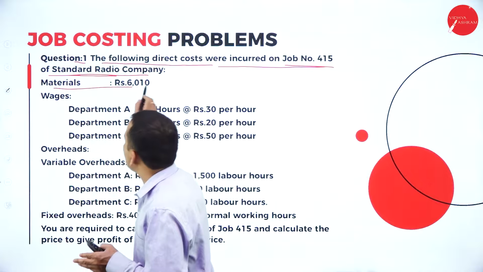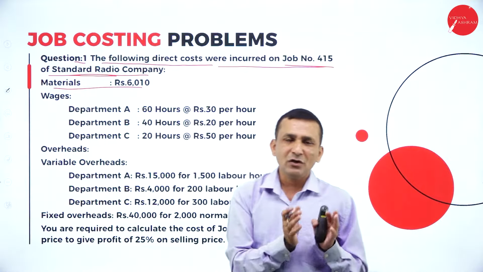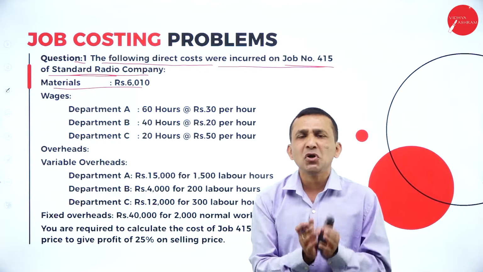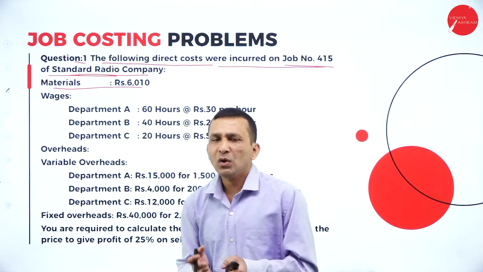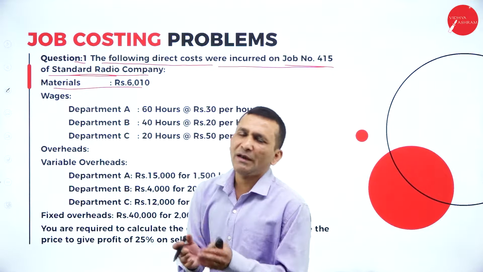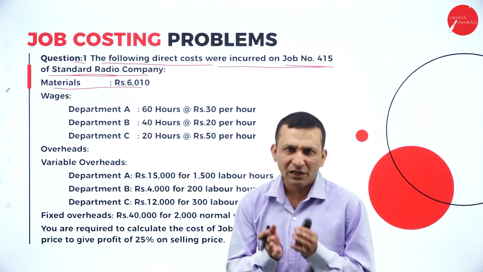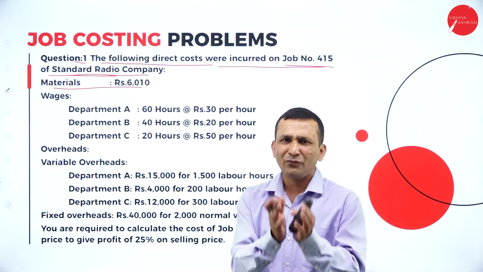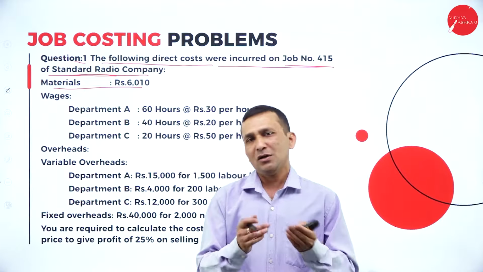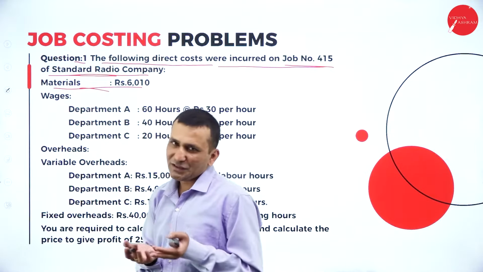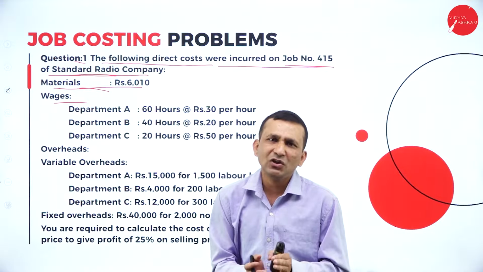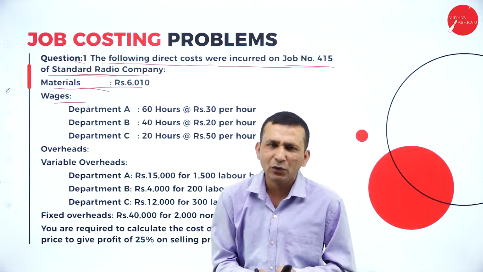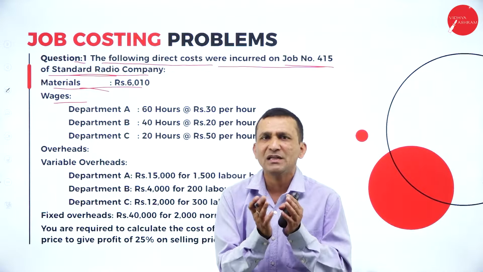The material is given as 6010, because for every job, unless you involve the inputs like material and labor, everything is direct. If you know the cost sheet from the last semester, I think you are well familiar with it. With the help of the cost sheet only we prepare job costing. The material information is given and the wages are given. Each and every job takes equal responsibility for labor as well as material.